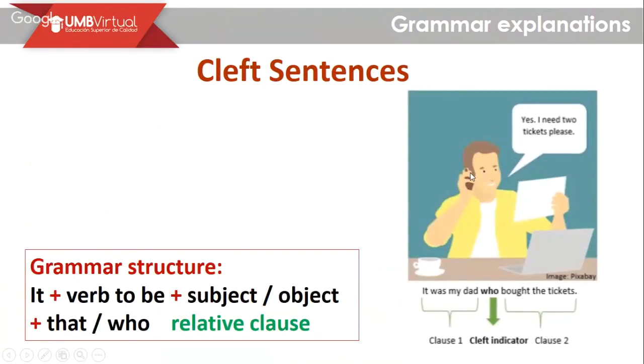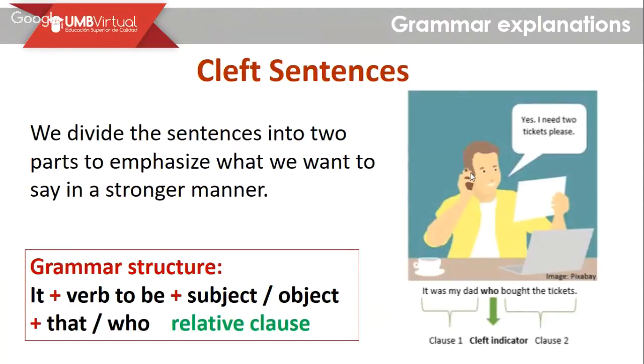Later we have the cleft sentences. What is the use of them? We divide the sentences into two parts to emphasize what we want to say in a stronger manner. So the grammar structure for this part is it, verb to be, plus subject, plus object, plus that or who, and relative clause. Yes, I need two tickets, please. It was my dad who bought the tickets. Clause 1, it was my dad. The cleft indicator is who. And clause 2, bought the tickets.